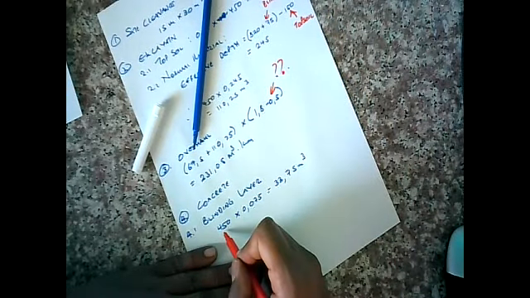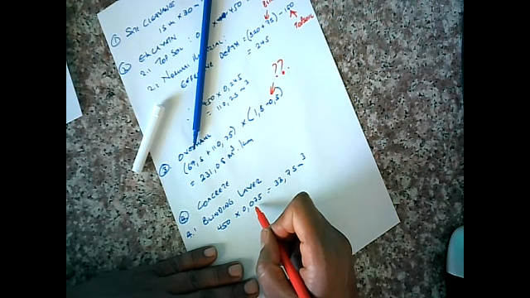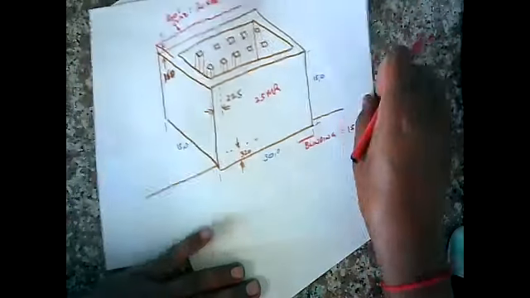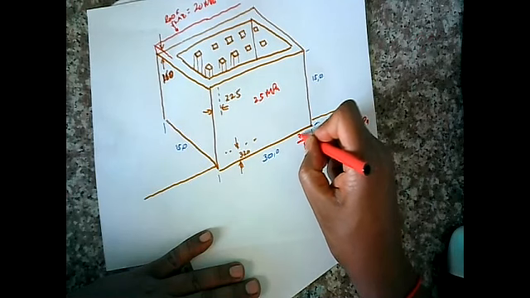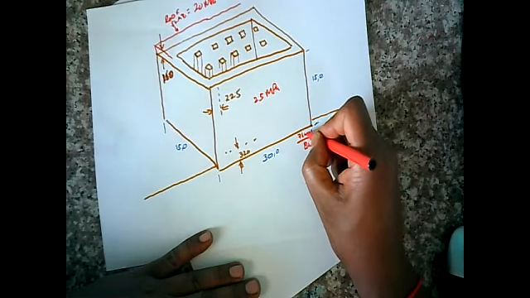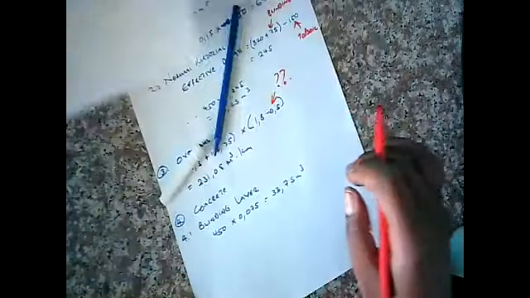Now, here's our area. Here's our thickness of the blinding layer. Remember, blinding layer sitting here at 75 millimeters. All right, below the 320.